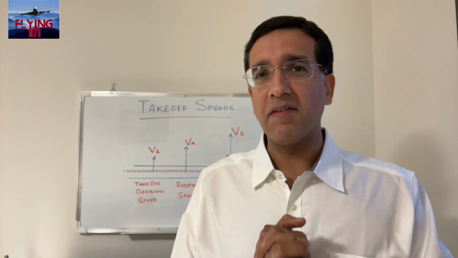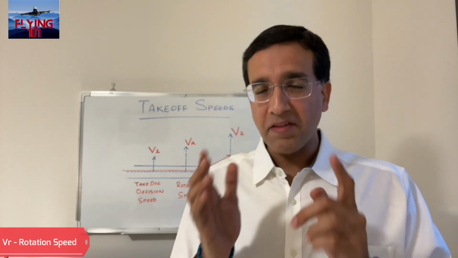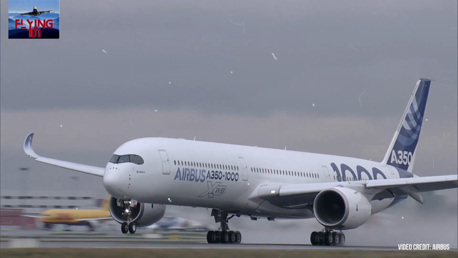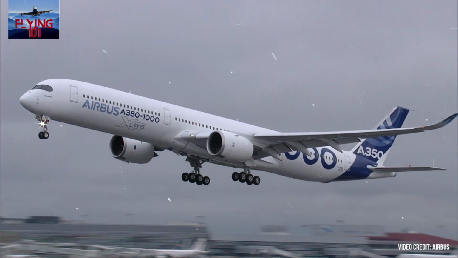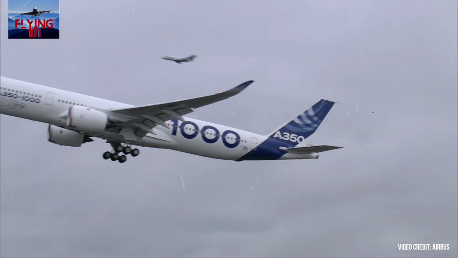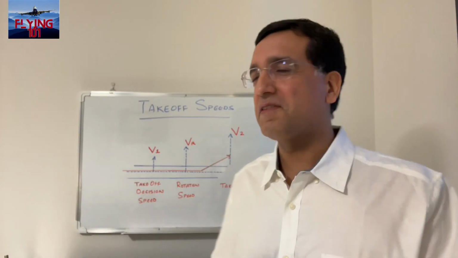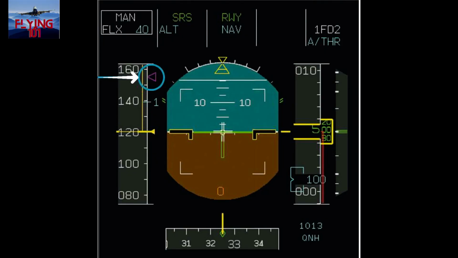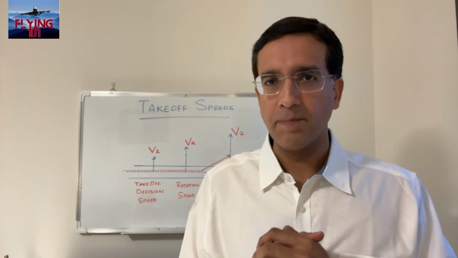The next speed we will discuss is VR, which is called the rotation speed. This is the speed at which the pilot makes a control input to lift the aircraft's nose up to take off. Pilots must know the speed to ensure that the aircraft lifts off the runway at the correct angle and speed. Once the aircraft is in the air, the next speed is V2, which is the takeoff safety speed, and must be maintained up to acceleration altitude. So the altitude at which the aircraft begins its acceleration to its climb speed.